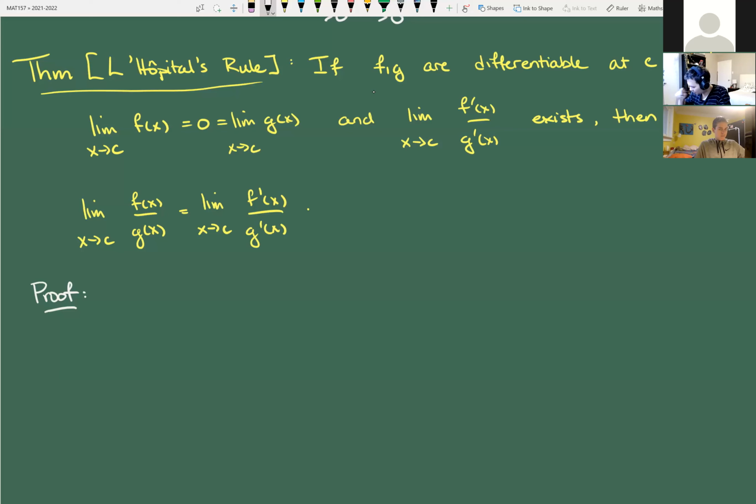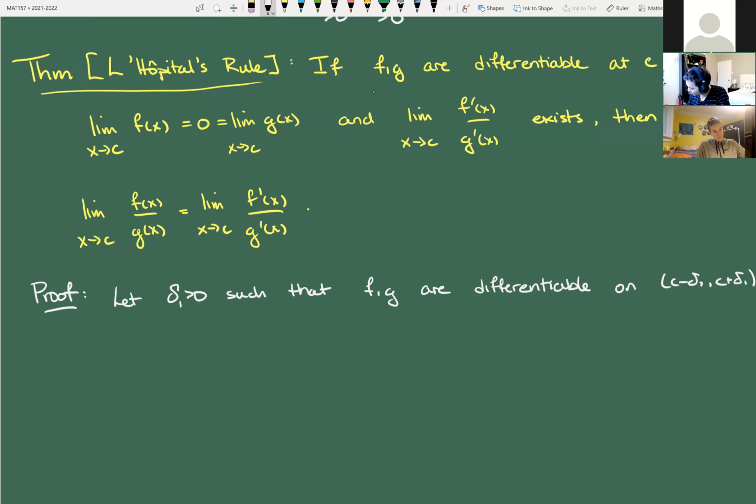All right, so here's how the proof's going to go. I'm told that f and g are differentiable near c. Let's just be technical and say let delta 1 greater than 0 be such that f and g are differentiable on (c minus delta 1, c plus delta 1).